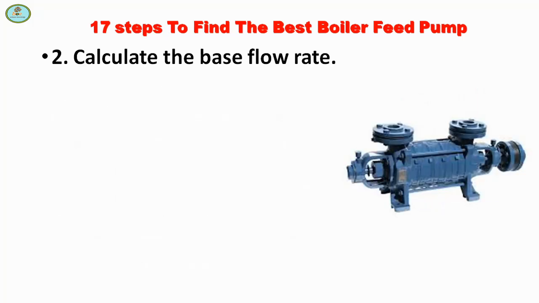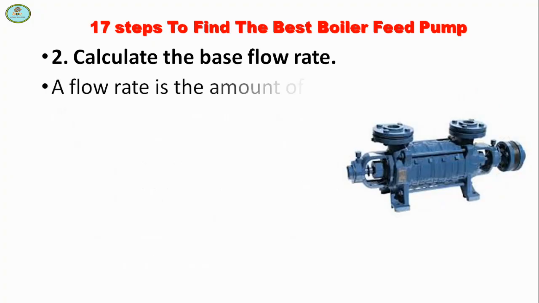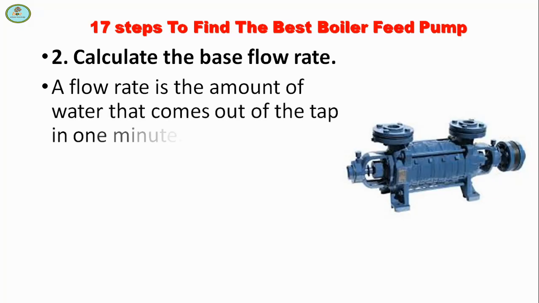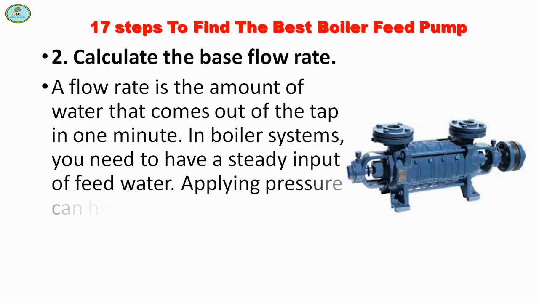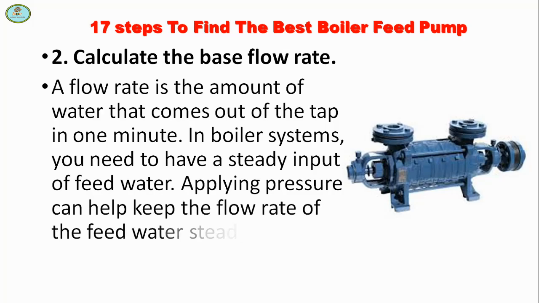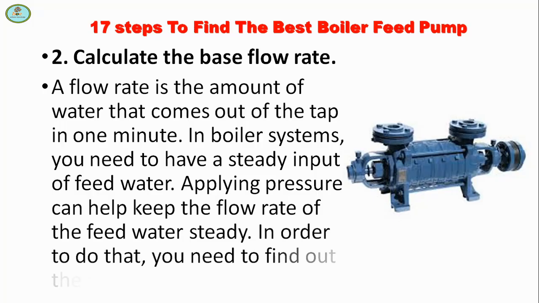Second is calculate the base flow rate. A flow rate is the amount of water that comes out of the tap in 1 minute. The boiler system needs to have a steady input of feed water. Applying pressure can help keep the flow rate of the feed water steady. In order to do that, you need to find out the base flow rate first.